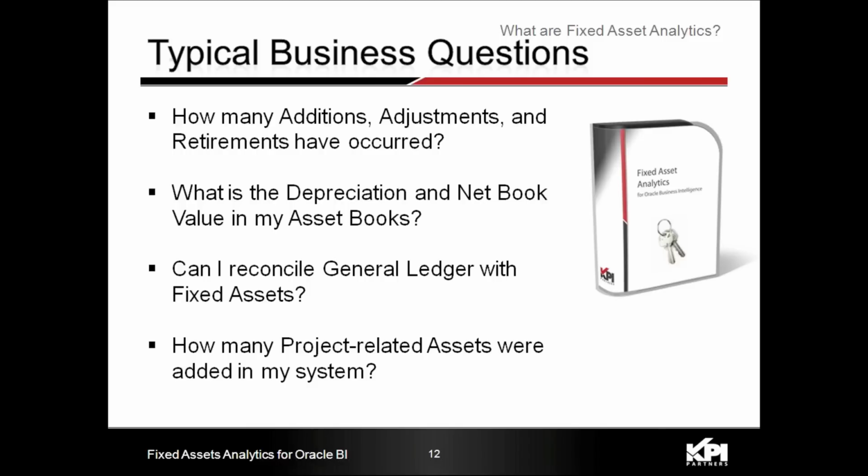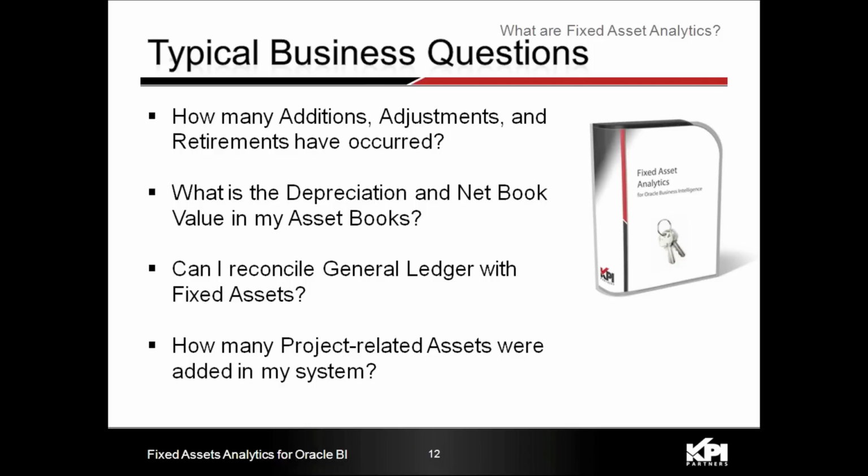So, common questions could be, how many additions, adjustments, and retirements have occurred? A very common question where anybody would like to track their basic assets, at the same time understand the counts and amounts tied to these metrics. So when I say I've retired 100 assets in my system in this period, I also would like to understand what is the accumulated retirement cost that is tied to these assets.